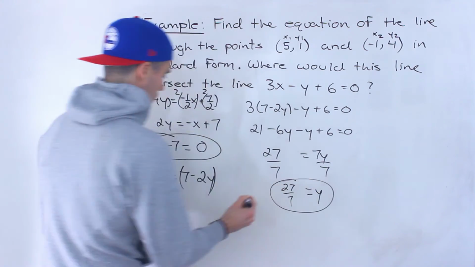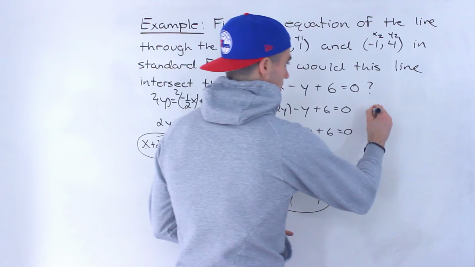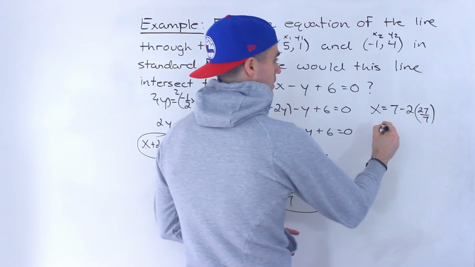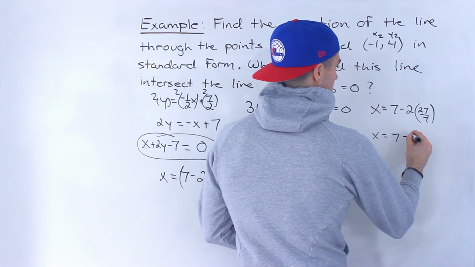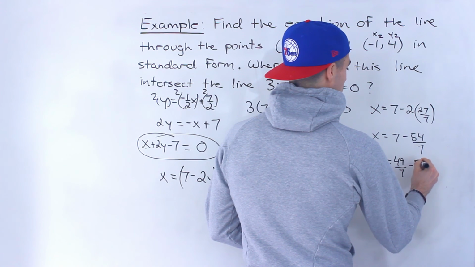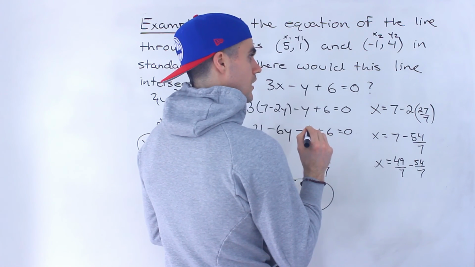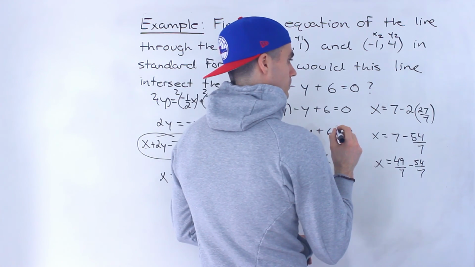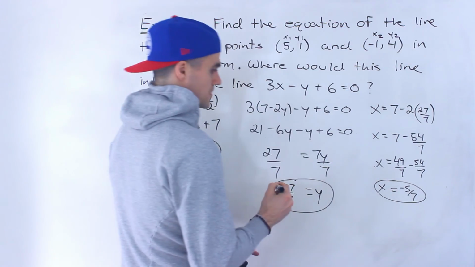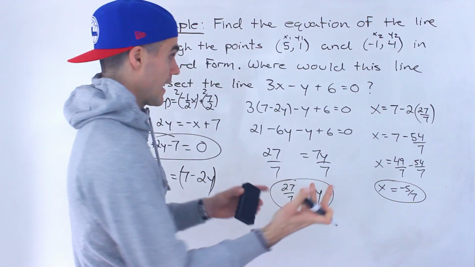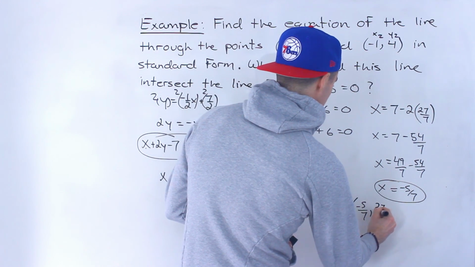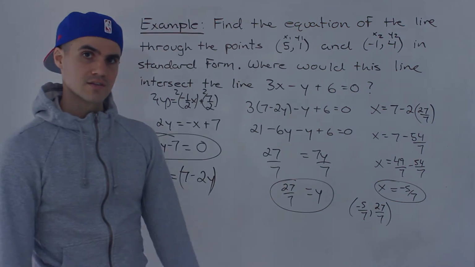Let's get the x value over here because we already isolated for the x. So we'll have x = 7 minus 2 times the y value, 27/7. So we'll have x = 7 minus 54/7. x = 49/7 minus 54/7. And then this would give us -5/7. So that's the corresponding x value. So the point at which both of these lines intersect would be (-5/7, 27/7). So that there is your final answer.